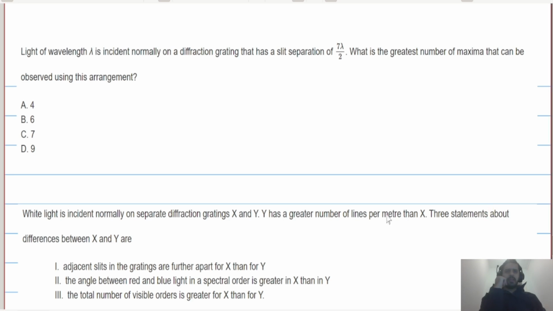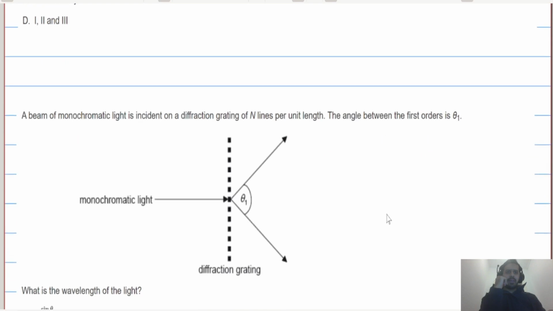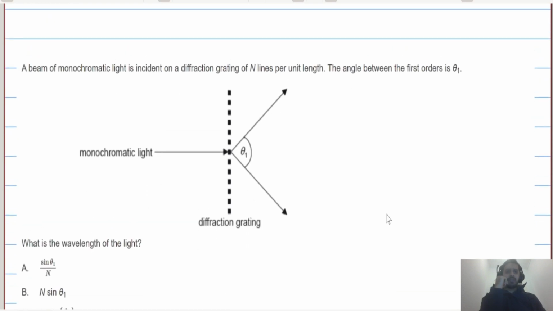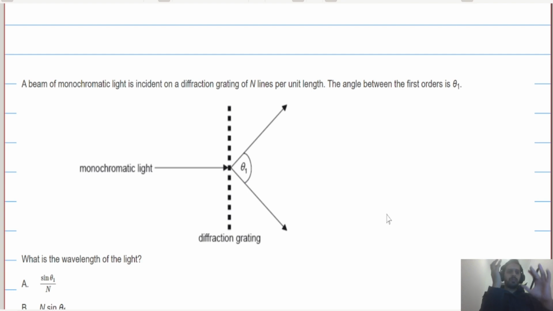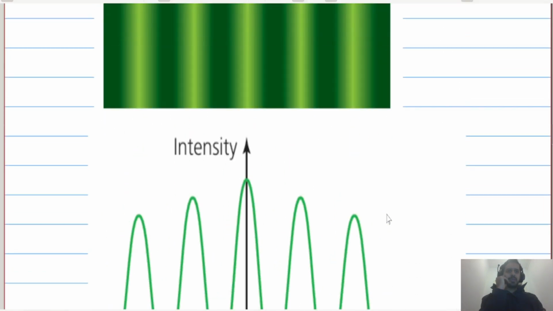Hello and welcome back. Today we will solve these three questions from past papers, and these questions are taken from the topic of diffraction grating. So we will solve these three questions to cover this one topic, diffraction grating, or also you can apply the same concepts to double slit experiment.